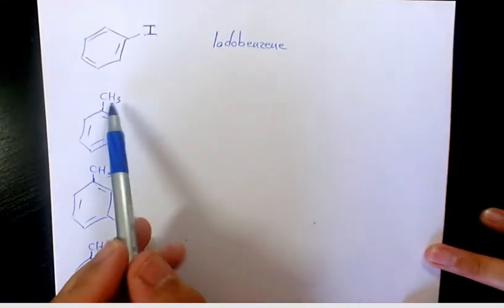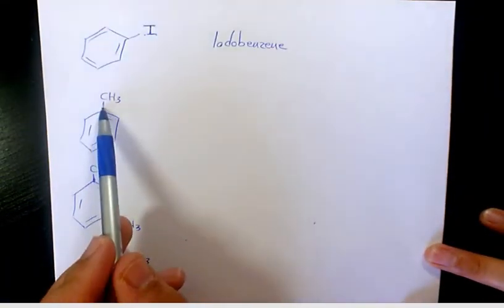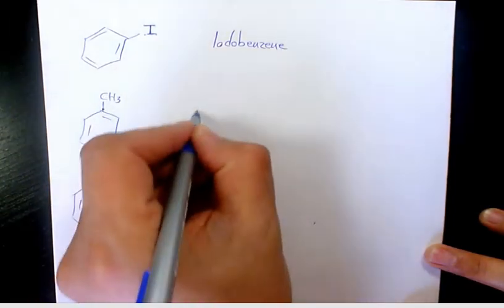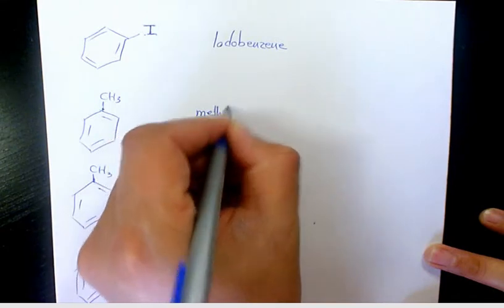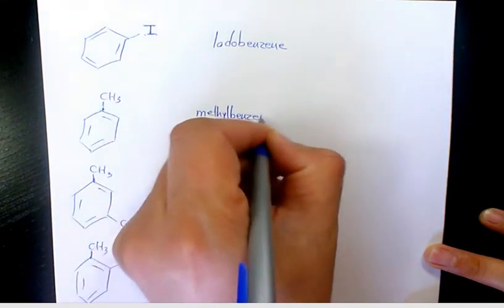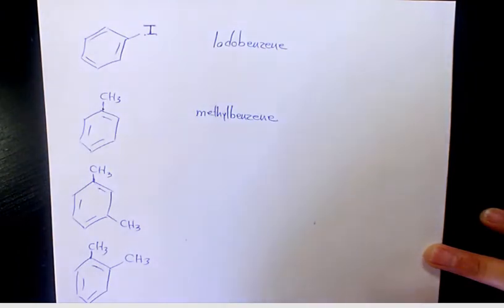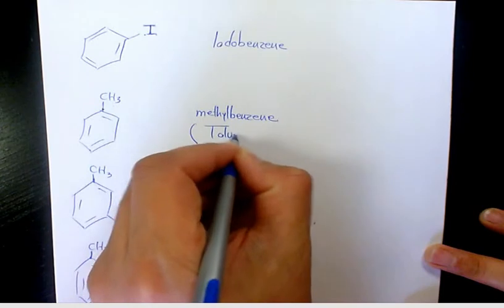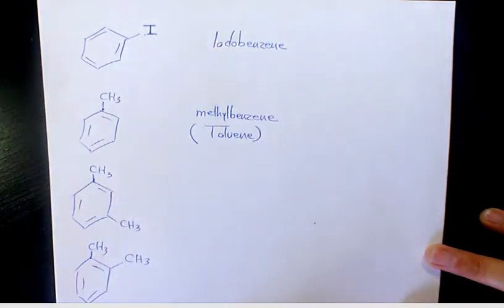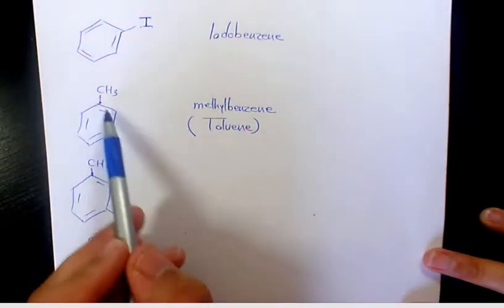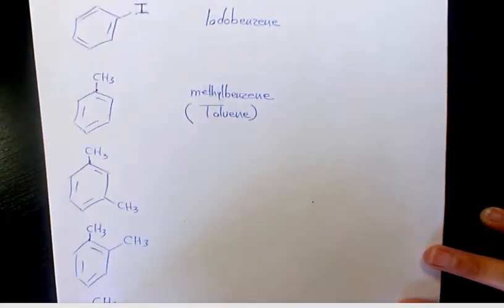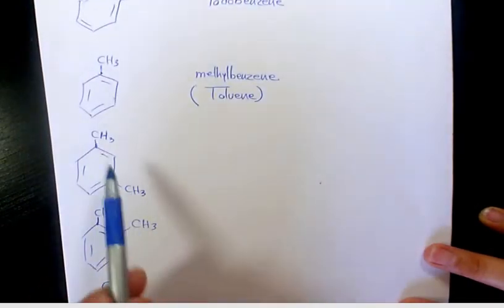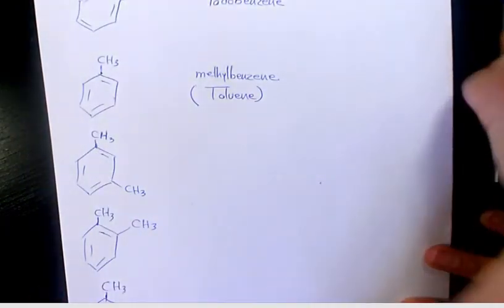Next one, we have a methyl group. Instead of I, we have methyl, so it's going to be methylbenzene. Again, we don't need to specify the location, so it's going to be methylbenzene. There is another name for this product, which is called toluene. So whenever we are talking about toluene, it means that it's a benzene ring with a methyl group connected to it.